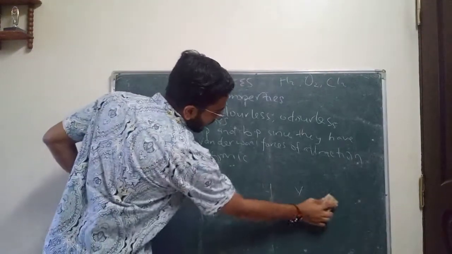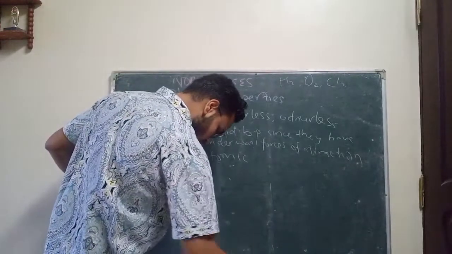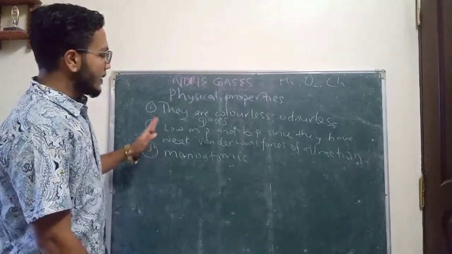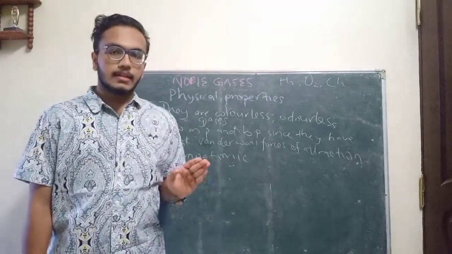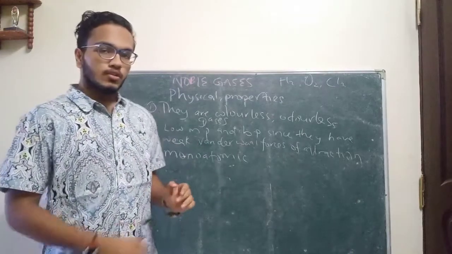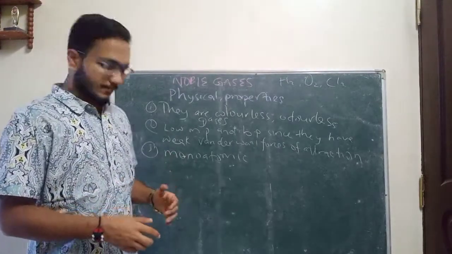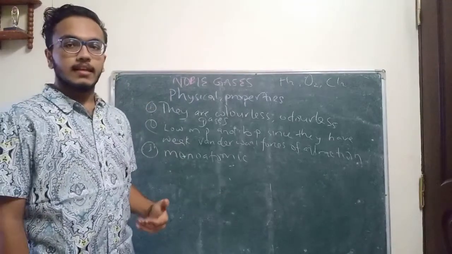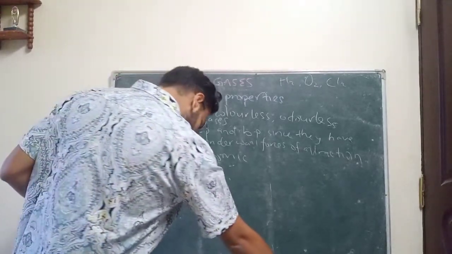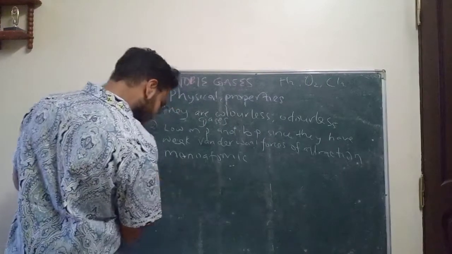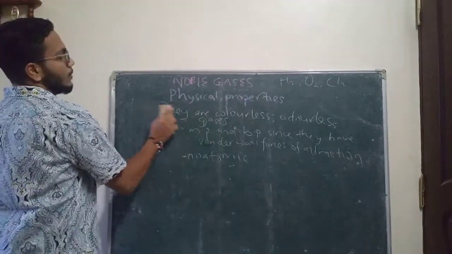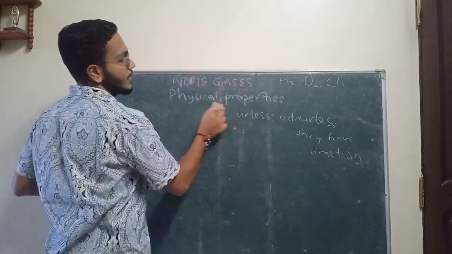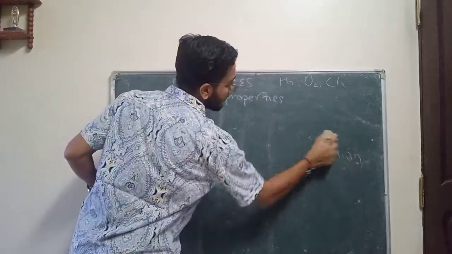Number 4, which is leading us to the melting and boiling point increase down the group. Melting and boiling point increase down the group. Why? Due to an increase in atomic radius, hence increase in molecular mass.